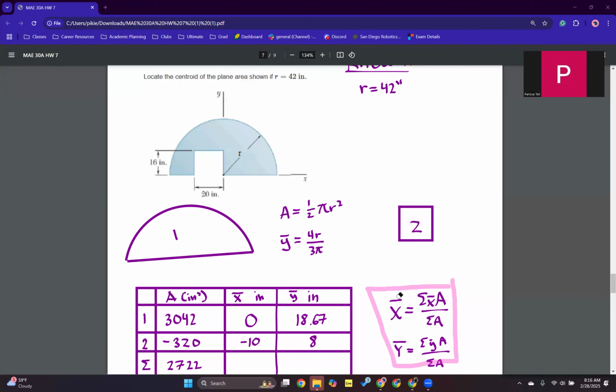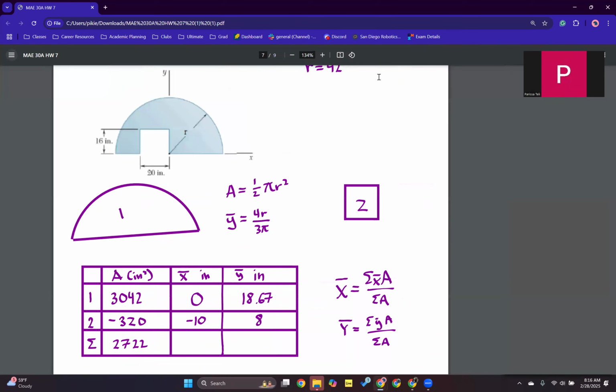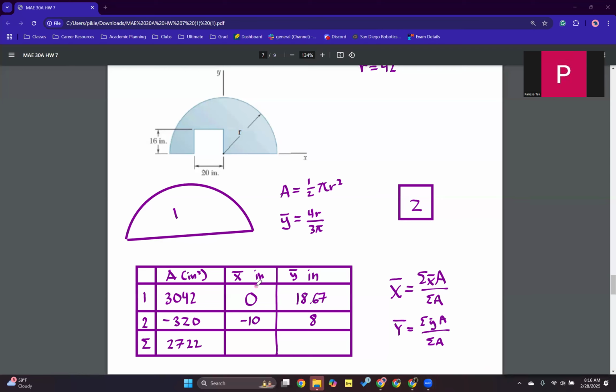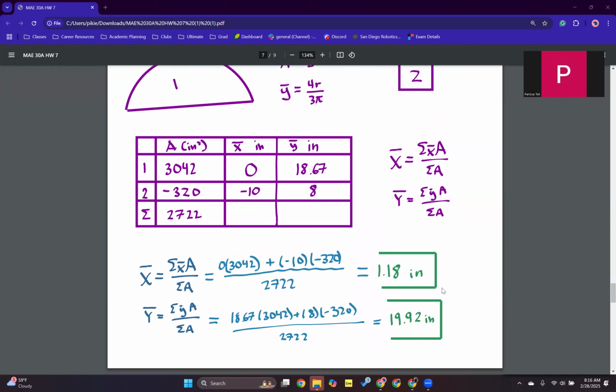When doing that, I'll just take a sec to do the math. For example, for the x direction, we would have A1 times x bar 1 plus A2 times x bar 2. And when you do that, you'll get a result of 1.18 inches, and then doing a similar process for y, you'll get 19.92 inches.